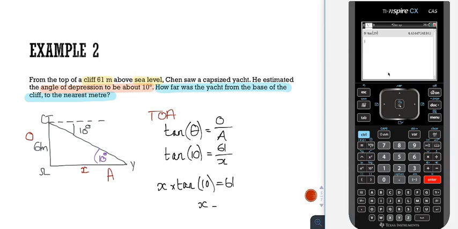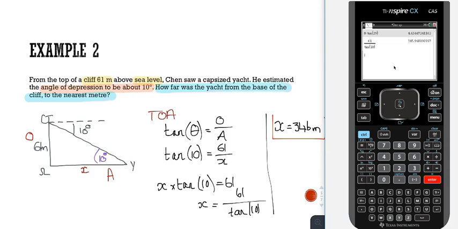So x is going to be equal to 61 divided by tan 10, which is 345.948-ish. So this rounds up to 346 meters. This is one method. So I've used this triangle in here to do this calculation.